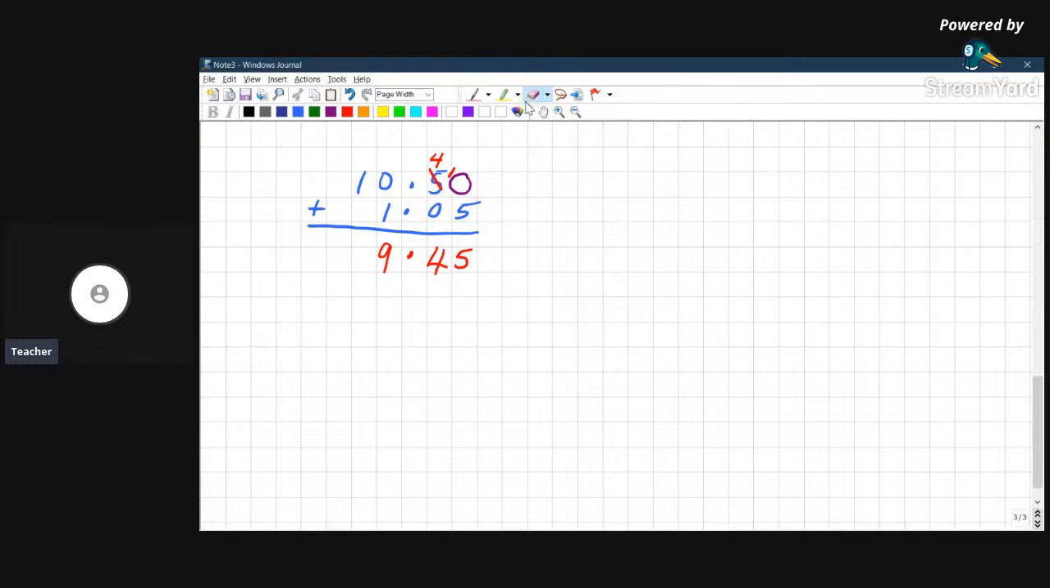I have the wrong sign here. I have an addition sign, but we shouldn't have an addition sign, because we're going to find the difference. We need to do what? We need to subtract.